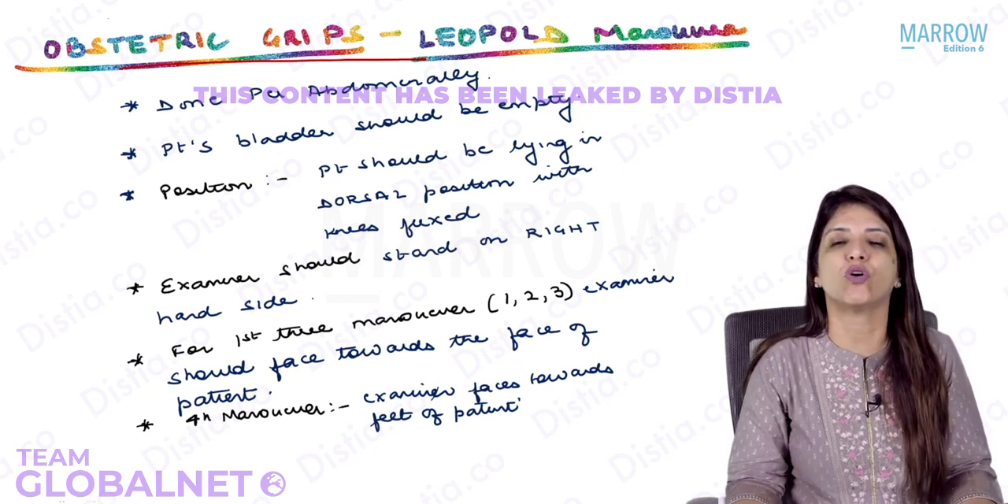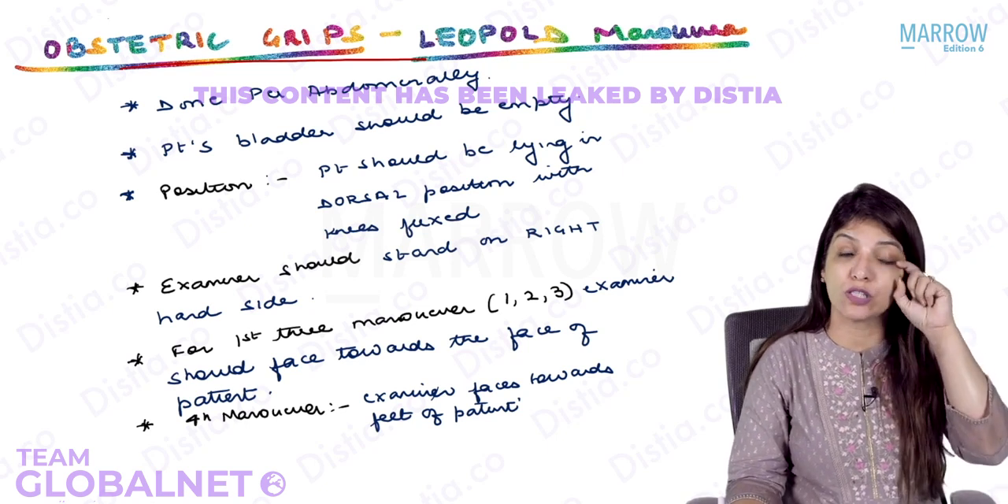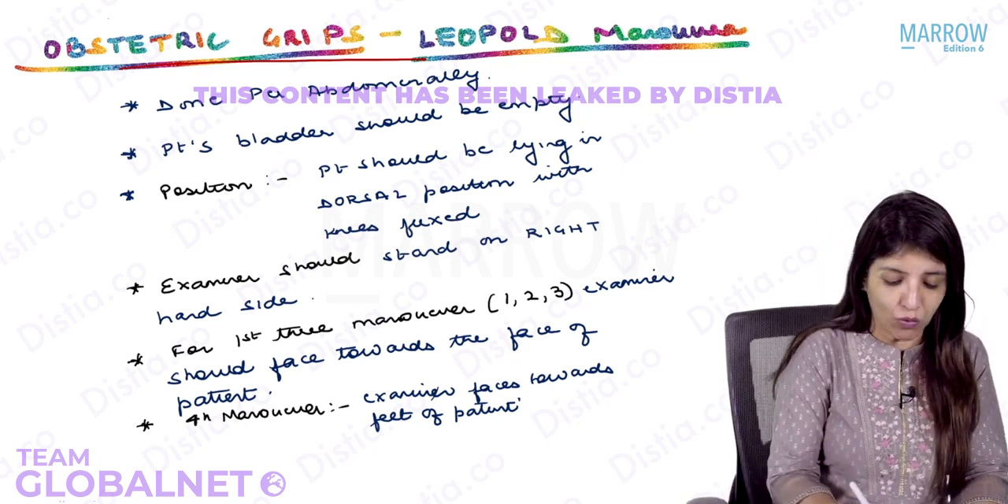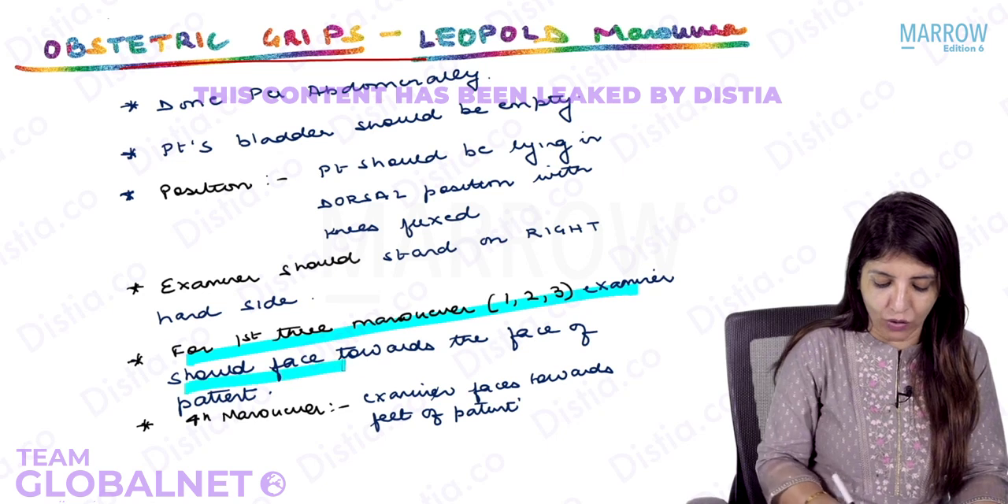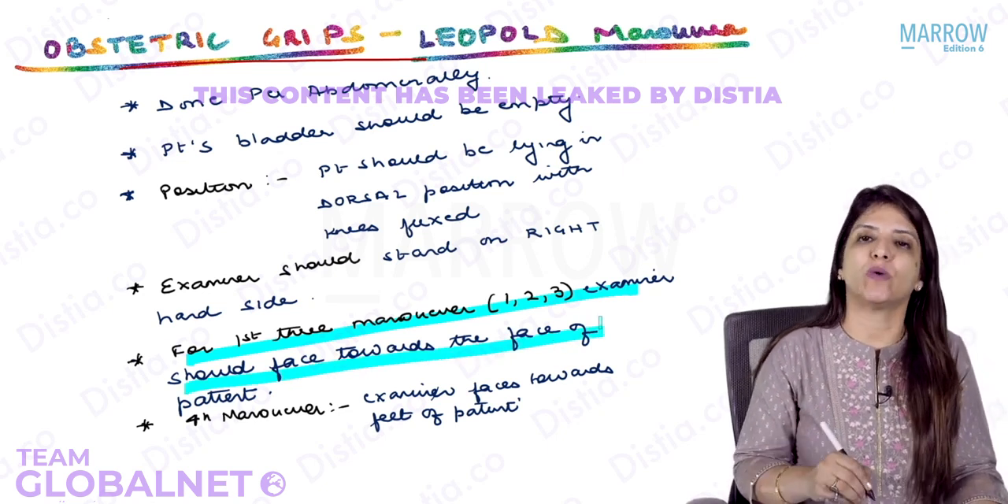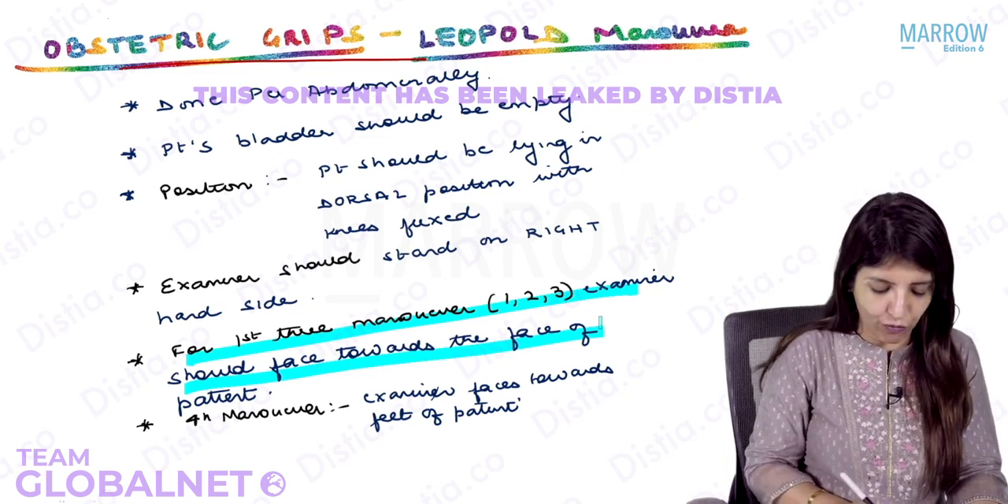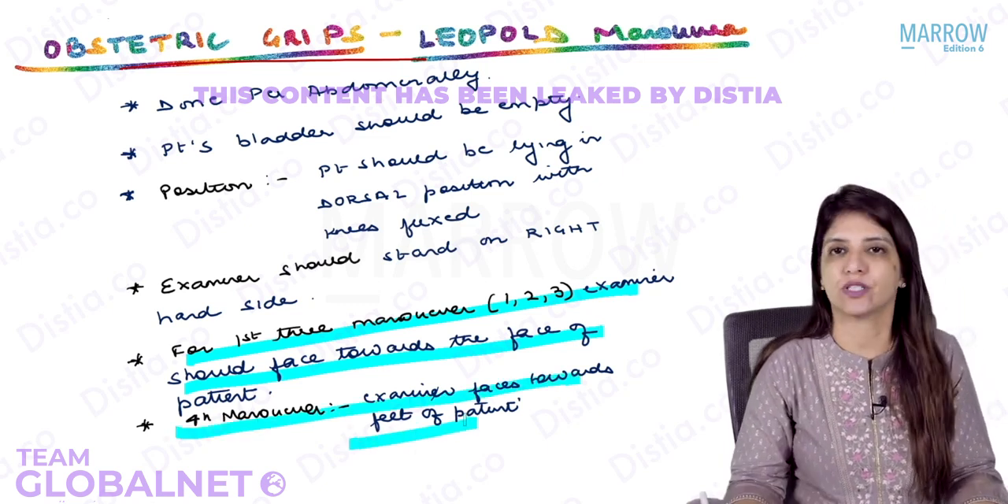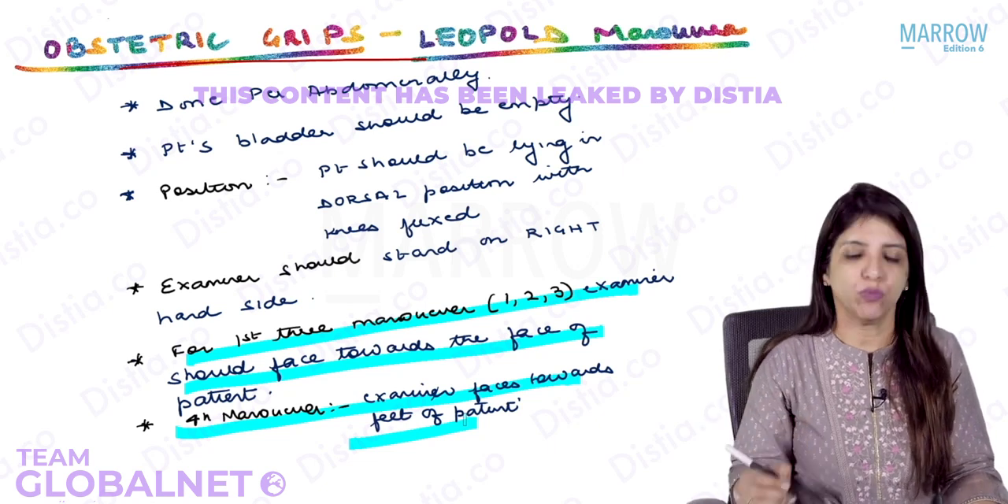There are 4 obstetrical grips or 4 Leopold's maneuvers which you have to perform, in which the first 3 are done while you are facing towards the face of the patient, and the 4th one is done while you are facing towards the feet of the patient. Right? So let's get going with Leopold's maneuver.